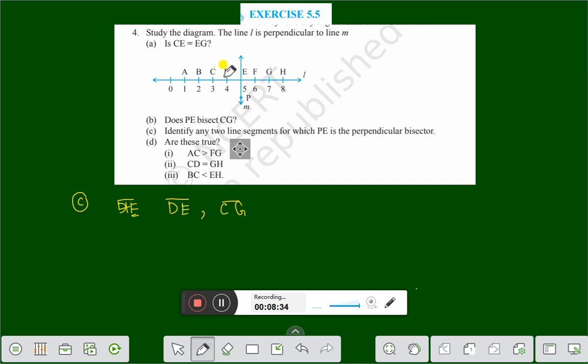Therefore, this distance is fixed. 5 minus 3 is 2 units, and 7 minus 5 is 2 units. And here you see M is perpendicular to L also, right? You can say here M is perpendicular to L also. Therefore, you can say that DE and CG are two line segments for which PE is the perpendicular bisector.